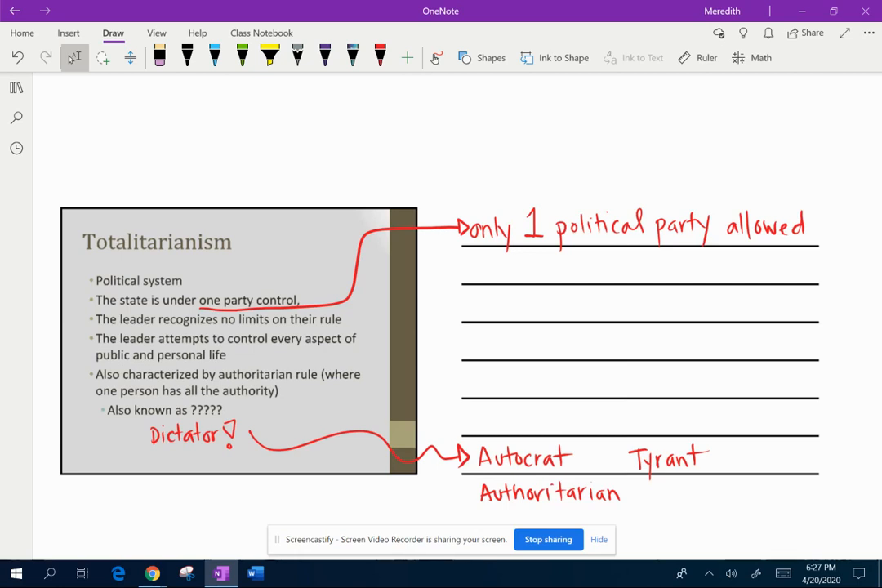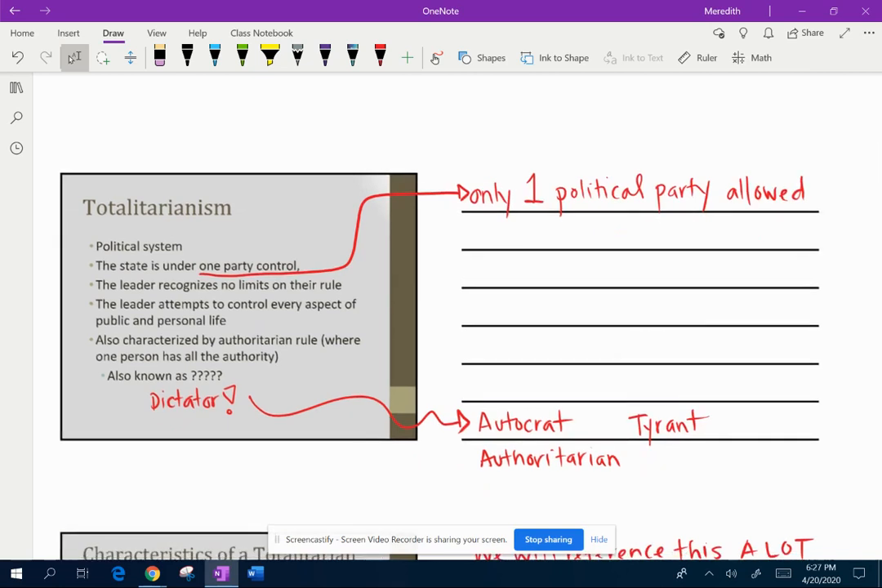So the leader recognizes no limits on their rule, so very much like an absolute monarch, okay, without the form of a monarchy, right? The leader also attempts to control every aspect of a person's public and personal life. And this is also characterized by authoritarian rule, where one person has all the authority. And so we have also known as, and I know if you guys were in the classroom with me right now, every single one of you would have screamed the word dictator out for me, because I know you guys know this word really well. And so over here on the side, I just annotated other synonyms that we've used throughout the entire year: autocrat, one ruler, authoritarian, or tyrant.